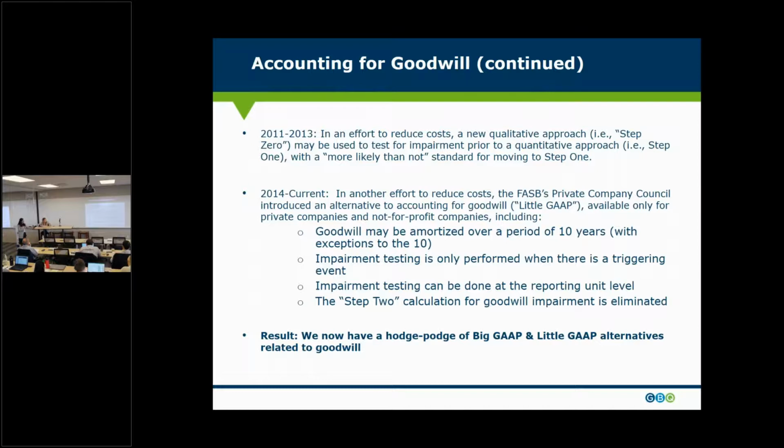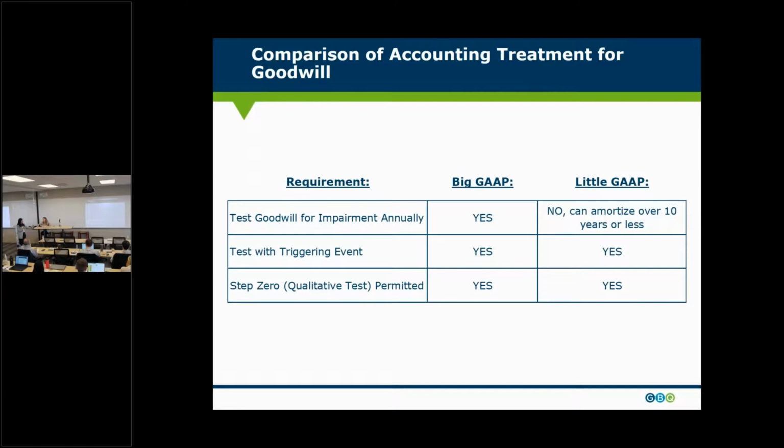Now, since 2014, the new thing is private company counsel introduced an alternative to goodwill, which we call little GAAP, only for private companies and not-for-profit companies. Including that goodwill, you can choose to amortize it over a period of 10 years, and then if you do that, you don't have to test for impairment unless there's a triggering event. Impairment testing is still done at the reporting unit level, but the Step 2 calculation for goodwill impairment is eliminated. So the result, like with purchase price fair value we talked about before, you do have a hodgepodge of big GAAP and little GAAP alternatives related to goodwill. Again, the biggest difference is that you can just amortize it over 10 years or less if you don't want to test for impairment annually.